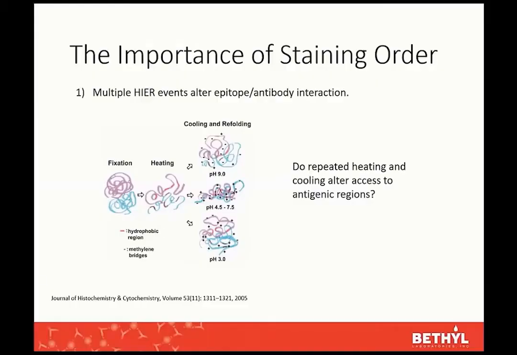So what we found as the most common problem is that the multiple heat-induced epitope retrieval events alter the antibody epitope antibody interaction in some way that we really don't quite understand. We believe it has something to do with the repeated cycles of actually heating and cooling. But this is the most common problem that we see, that the multiple heat treatments impact the ability of your primary antibody to recognize its target sequence.